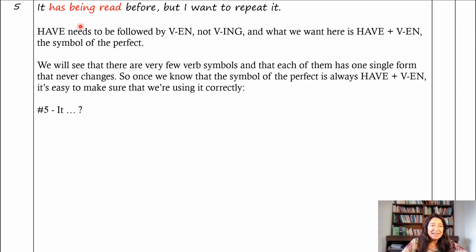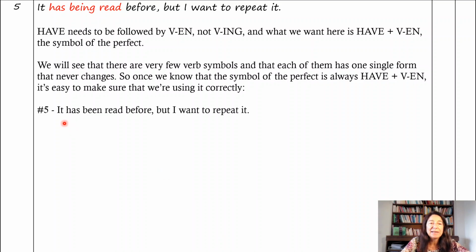So in this case, we have "have" followed by ing, and we've already seen that have plus VING does not exist. It's not on our list of operators. It does not exist. What does exist is have plus VEN. So that's what we want here. We want have plus VEN, and we're going to put the past participle here instead of the present participle.